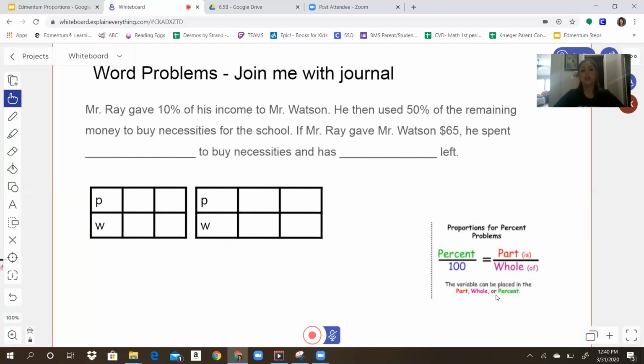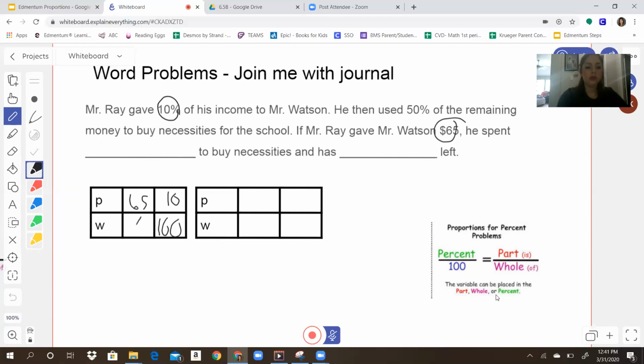Okay, let's break it down. Mr. Ray gave 10% of his income to Mr. Watson. 10% of his income, we know 10 over 100. Well, I need some more information here. 10% of his income is the $65. So the problem did tell us how much he gave to Mr. Watson. Now we know $65 is only 10% of Mr. Ray's income. So what was the total amount of money Mr. Ray had? So we're looking for the whole, which is going to tell us the total amount of money Mr. Ray had.